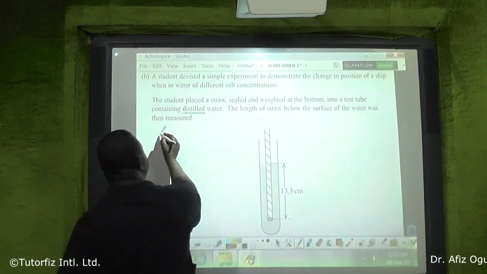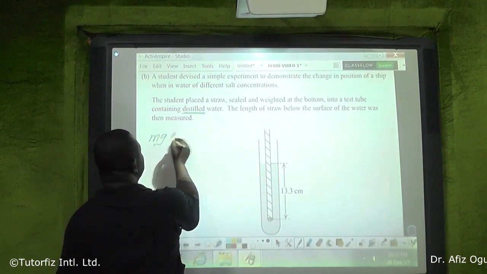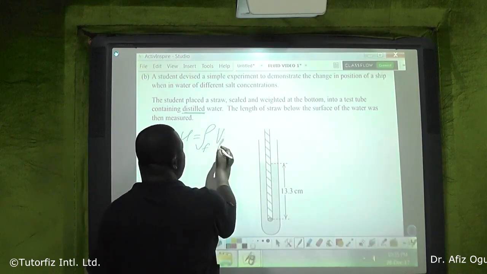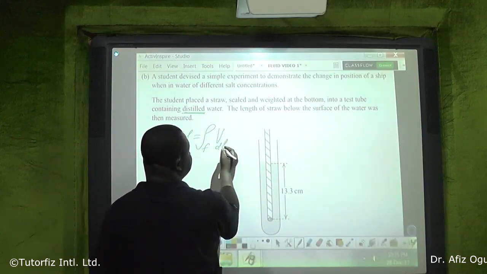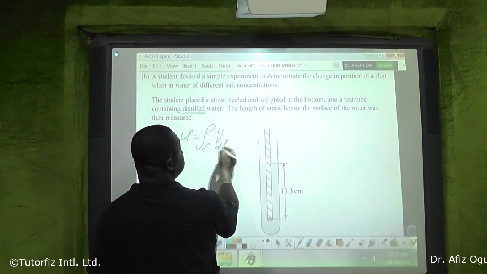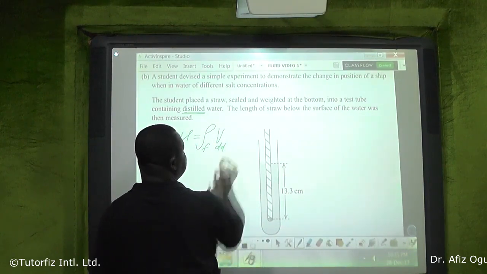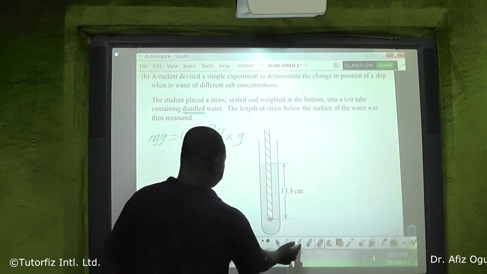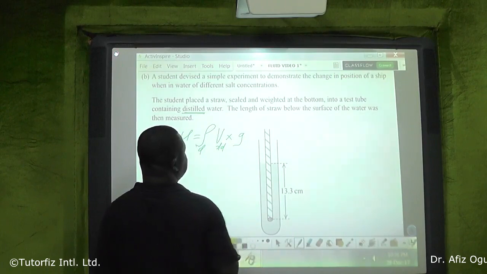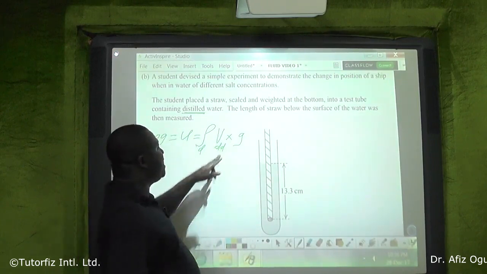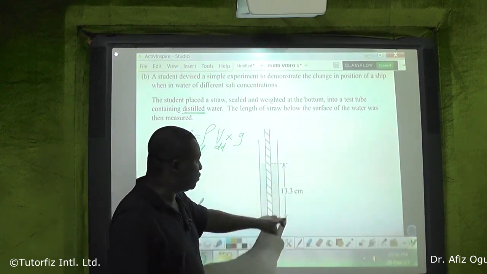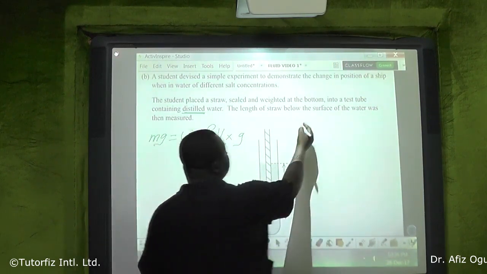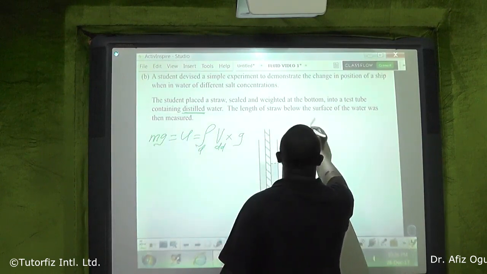So let me say that mg equals upthrust, and upthrust equals density of fluid times volume of displaced distilled water times g. Density of distilled water times volume of displaced distilled water times g. I take the displaced water to be the volume here. Don't forget that. For the salt solution, the same thing.